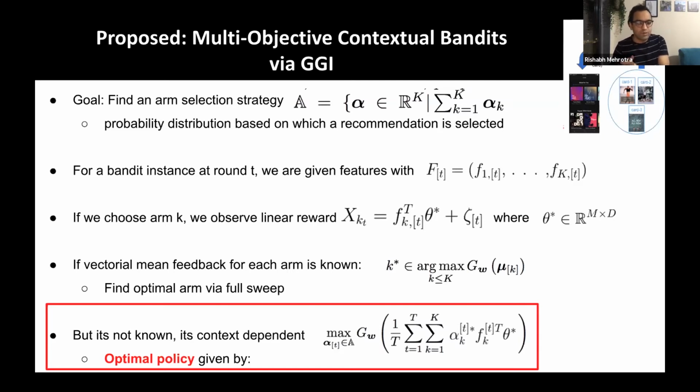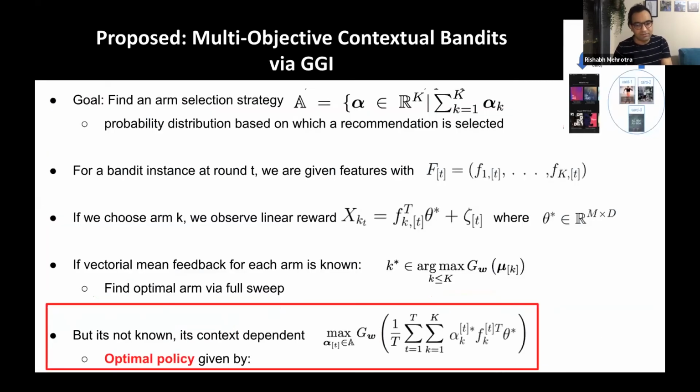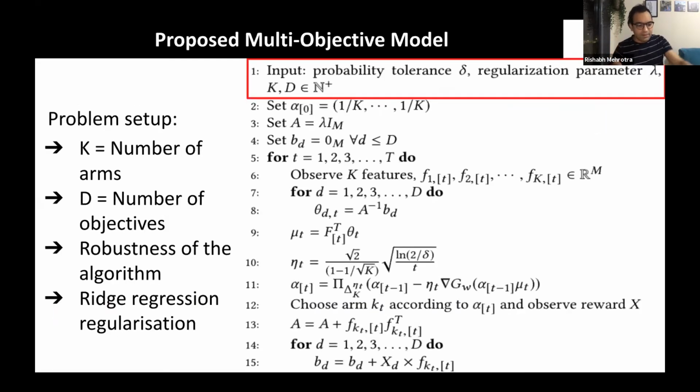So instead, what we do is we maximize this function G over here. This function G is the exact function I was talking about, the generalized Gini formulation of your objectives. If you optimize this multi-objective model, you start to see that you're creating gains across multiple objectives. Here is a hand-wavy example of what exactly it's doing deep inside. Again, we have some parameters, the number of objectives and the number of arms.